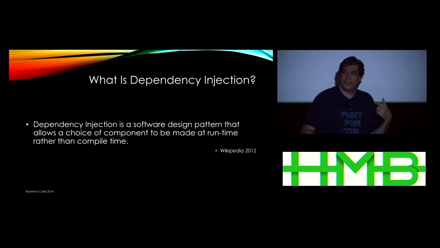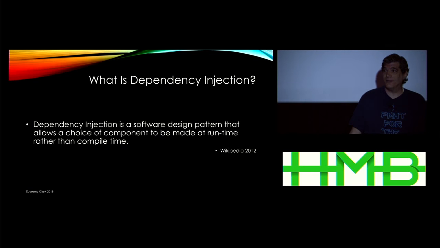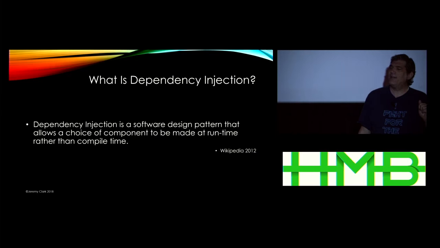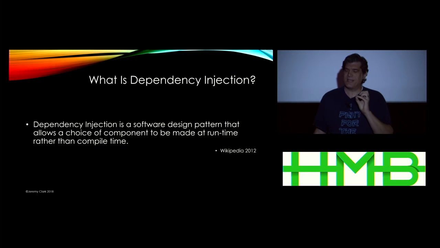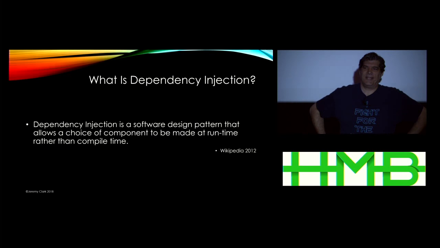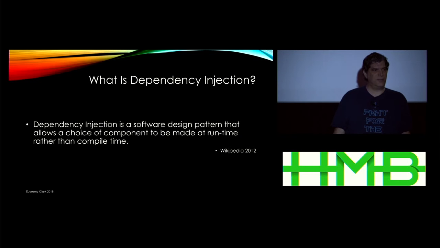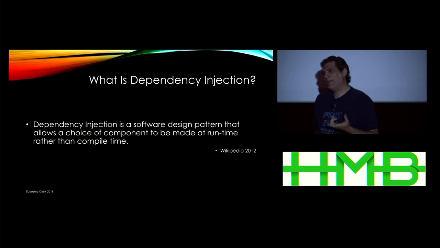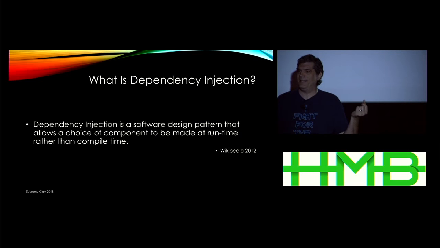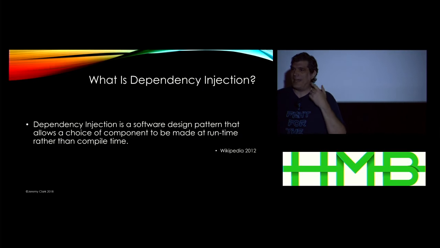And this is the definition that was on Wikipedia back in 2012. It says, dependency injection is a software design pattern that allows a choice of component to be made at runtime rather than compile time. And I looked at this, and I'm like, the nerds have let me down. Because this talks about one specific benefit of dependency injection, which is runtime binding or late binding. I would even argue that's not even the most important benefit that we get out of it. And so I'm like, oh, okay, that's no good. Guess I have to look somewhere else.